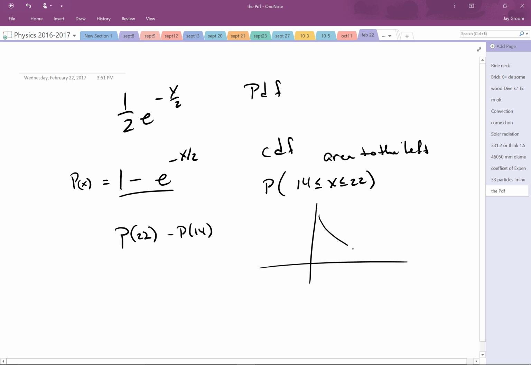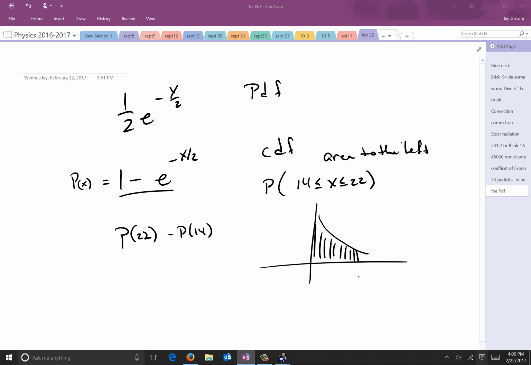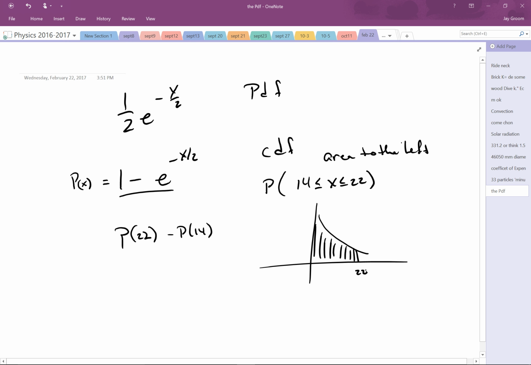I'll just draw a picture because it looks something like this. I'm going to go out here to 22, and it's all of this area. Then I'm going to come out here to 14, and it's going to be this area here. I'm going to subtract them, and what I get is this piece in here.